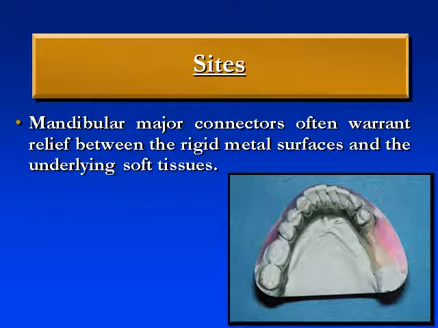The mandibular major connector often warrants relief between the rigid metal surface and the underlying soft tissues. As we see here on the lingual side, if there is a possibility, as we said, of rotation or functional movement of the metal framework, we need to do some sort of relief in the wax.